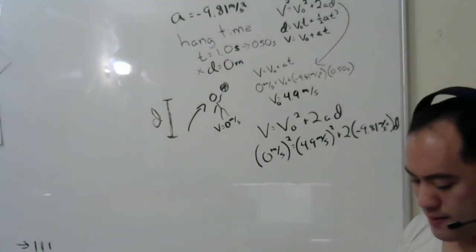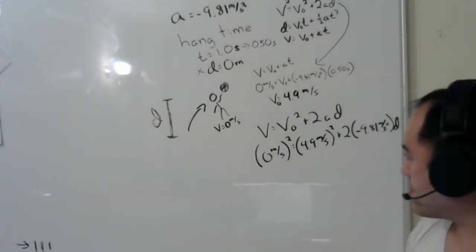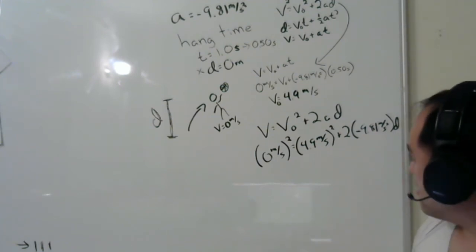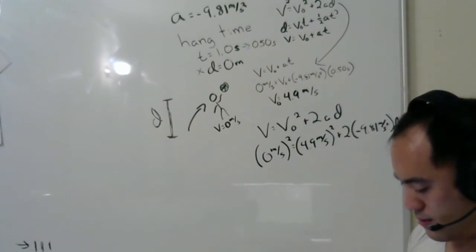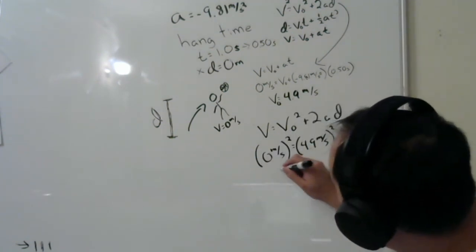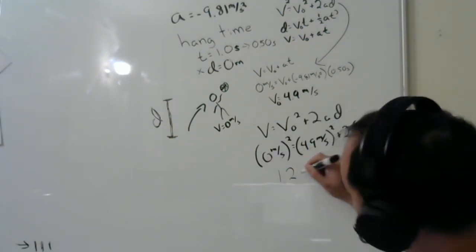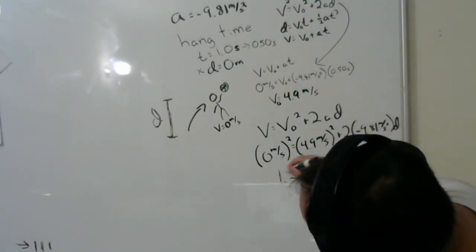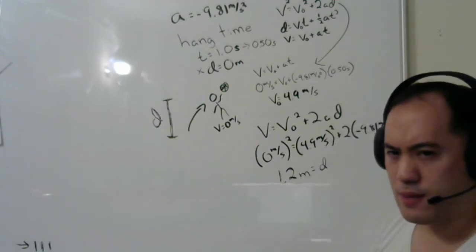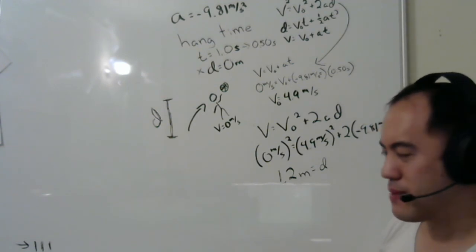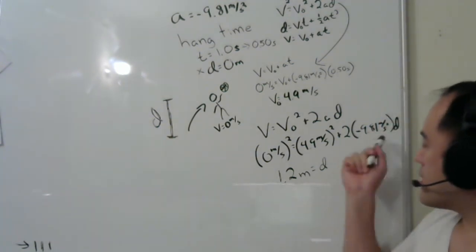So I'll solve it right now because I can do so much mental math. 4.9 squared divided by 2 divided by 9.81. I got positive 1.2 meters. Positive. Did I give away my practice problem? If that was a practice problem, then just make yourself a new practice problem. I'm too lazy. 1.2 meters. That's how high he jumped.